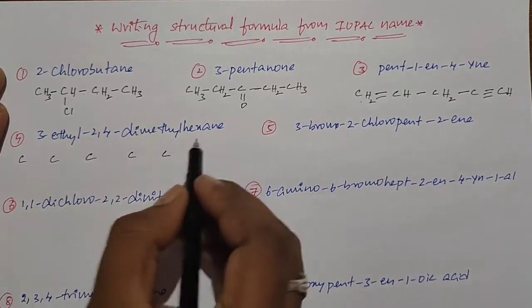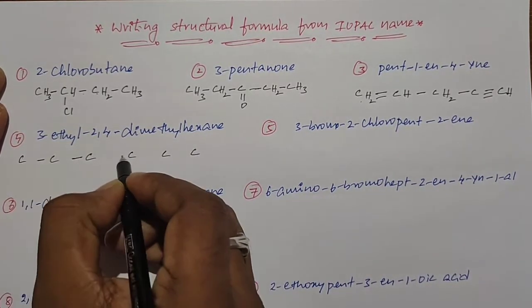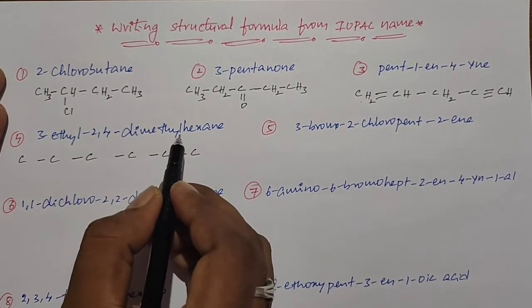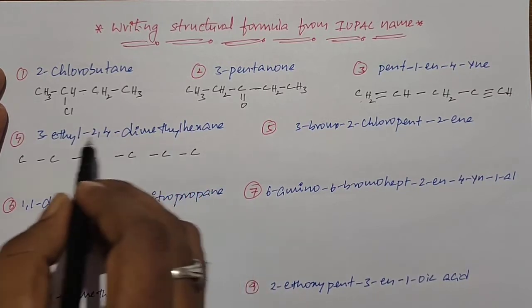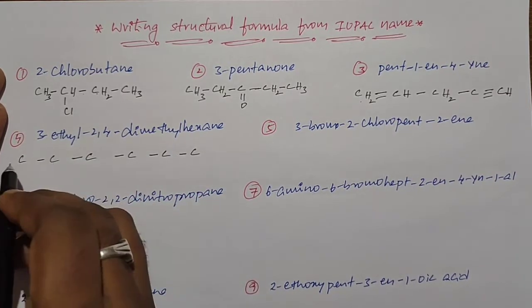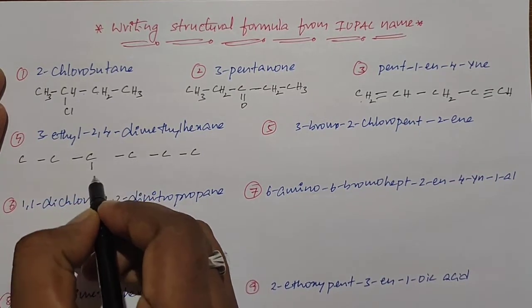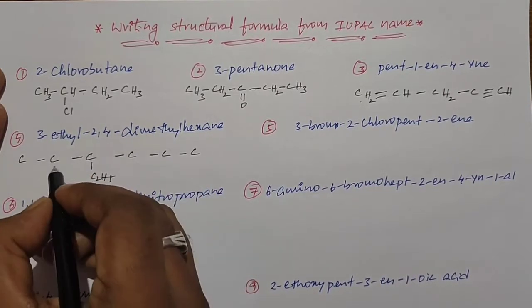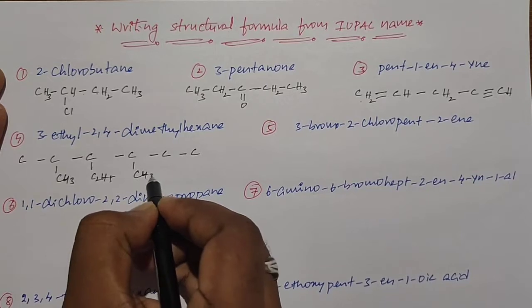Now here the primary suffix is ane, so all are single bonds. And the secondary suffix is absent. Primary prefix is absent. Secondary prefix we have 3-ethyl. So if you take the first carbon from this side, 1, 2, 3, at the third carbon we have an ethyl group, and 2,4-dimethyl, I mean at the second carbon and fourth carbon we have methyl groups.